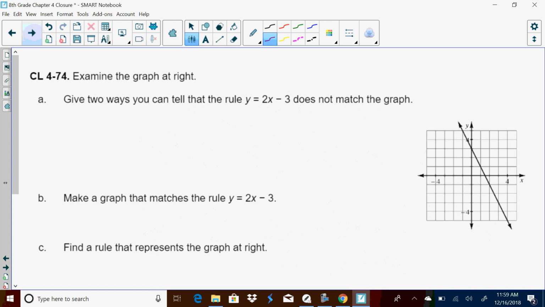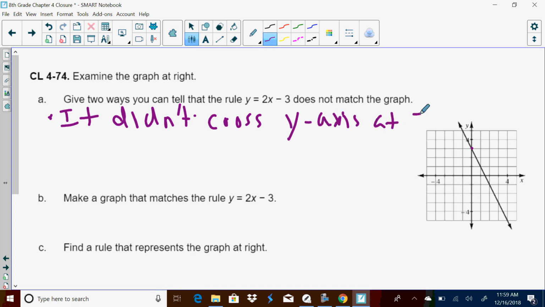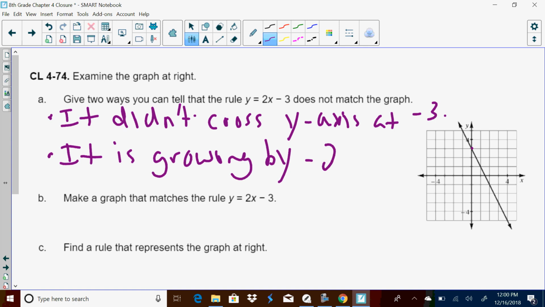Problem 474, give 2 ways you can tell that the rule y equals 2x minus 3 does not match the graph. So number 1, the graph didn't start at negative 3. So it didn't cross the y-axis at negative 3. And it's growing by negative 2, not 2. Not x, though. You don't need the x.